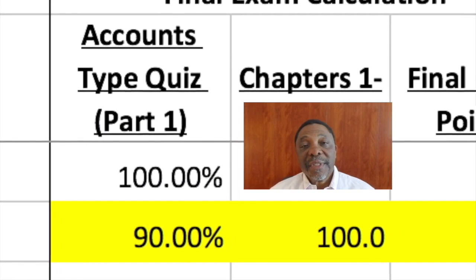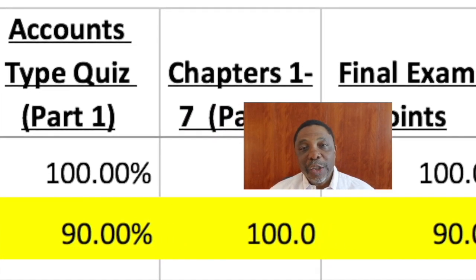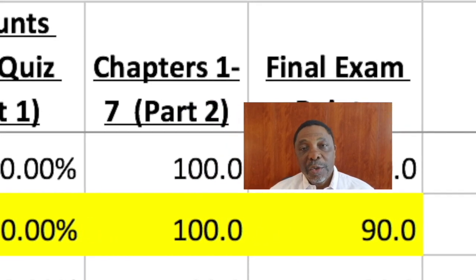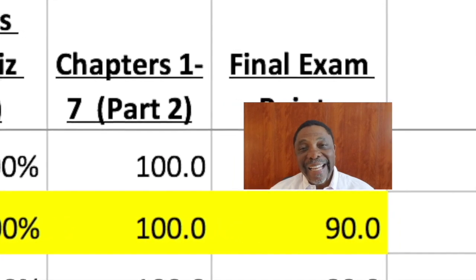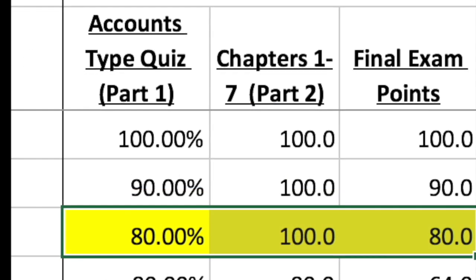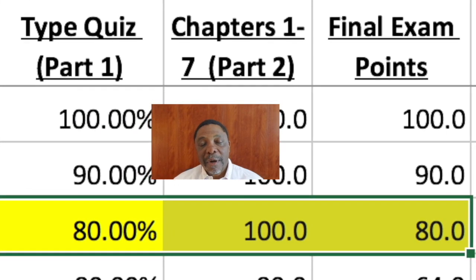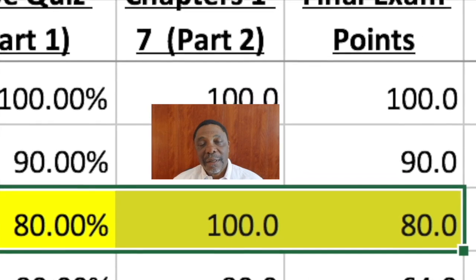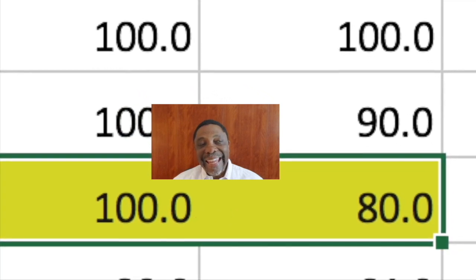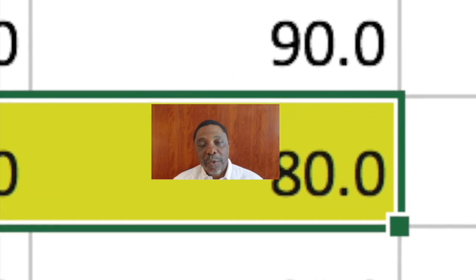If you receive 90% for your accounts type quiz, part 1, and you receive 100% for part 2 of the final exam, you will receive 90 points added to your course point total. If you receive 80% on your accounts type quiz part 1 and you receive 100% on part 2, you will earn an additional 80 points for the final exam that will be added to your course point total.